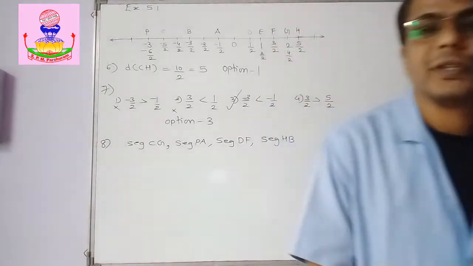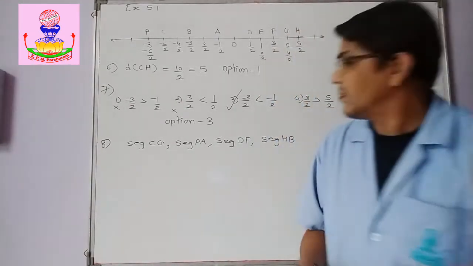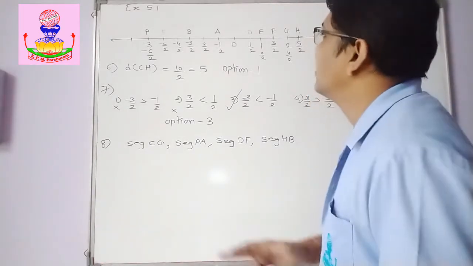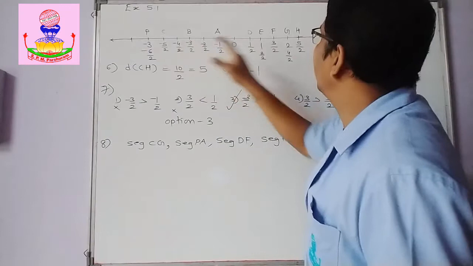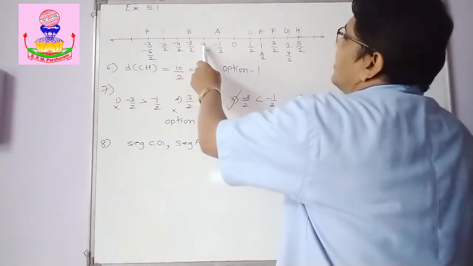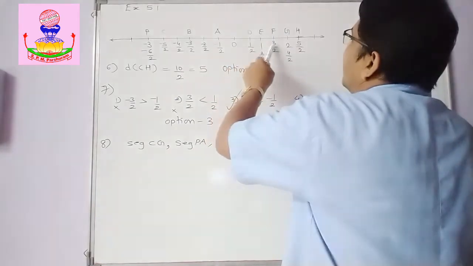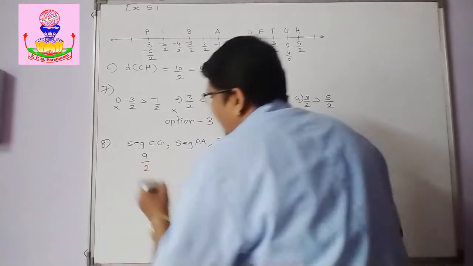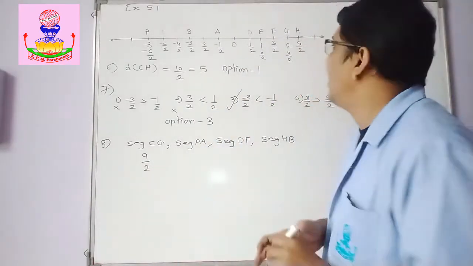Now let us find out. Okay, so let us find out the smallest and the greatest first and then go for the difference. So CG. Here is C, here is G. So find out. 1, 2, 3, 4, 5, 6, 7, 8, 9. So segment CG is how much? 9 upon 2. You can confirm.